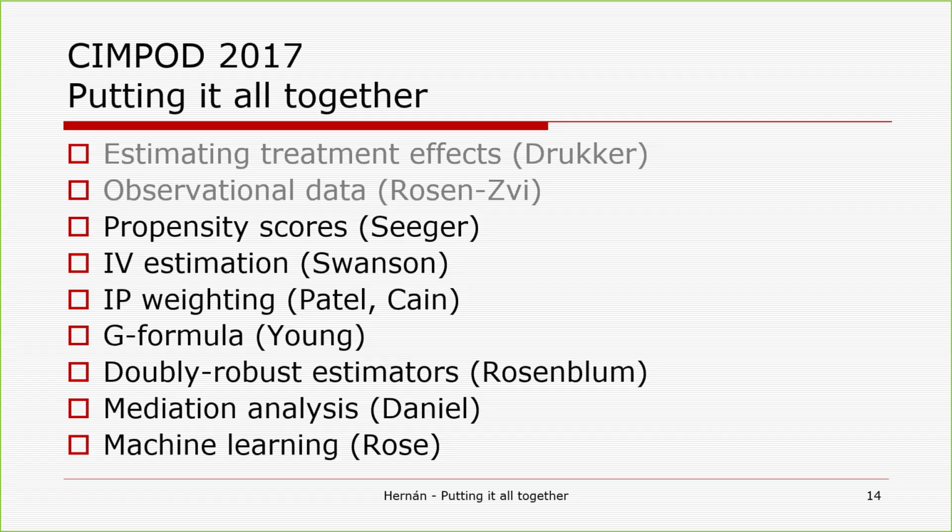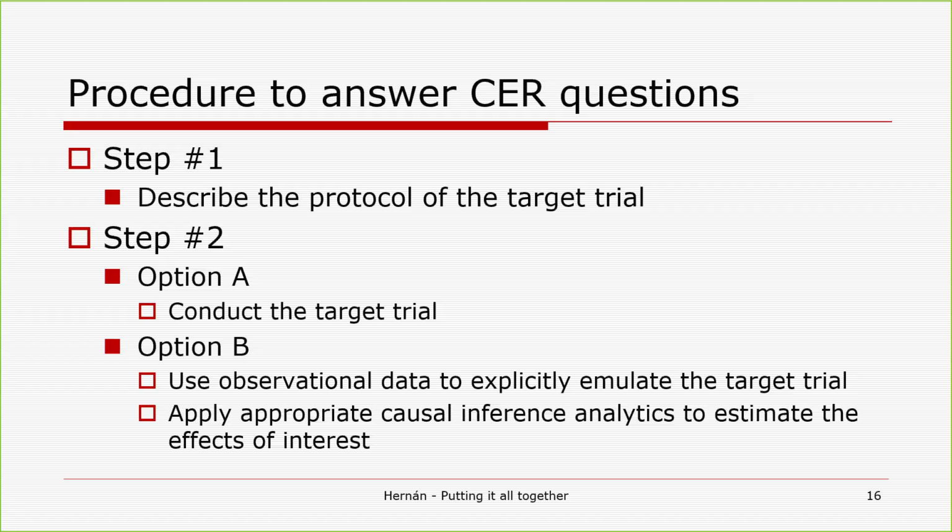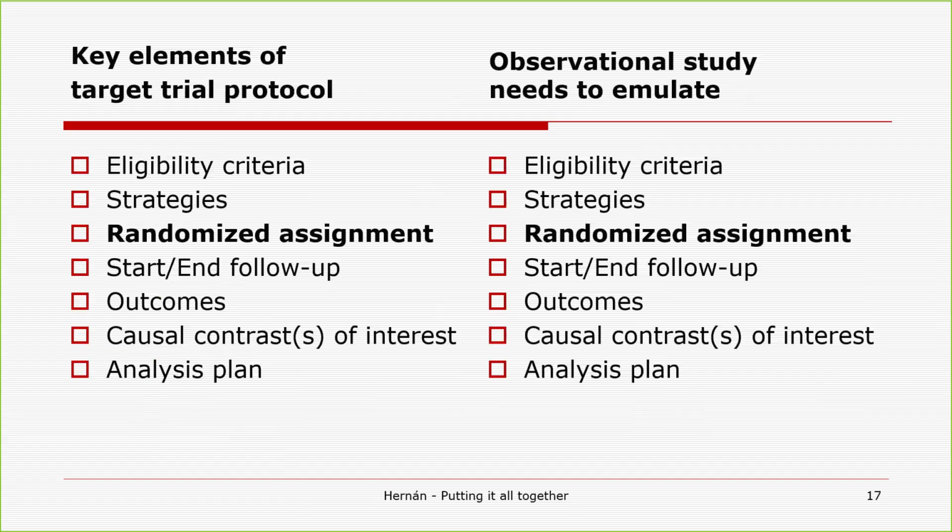Let's talk about the methods, for example, the propensity score method here. Again, there are two steps for causal inference. In the first step, we describe the protocol of the trial. This is our question, and the causal question can be mapped into the protocol of the hypothetical trial. And the second is we either conduct the trial or use observational data to emulate the trial and use a causal inference method to estimate the effect.